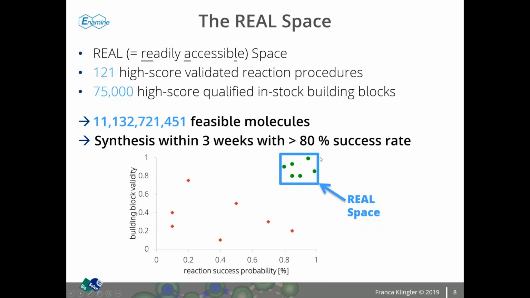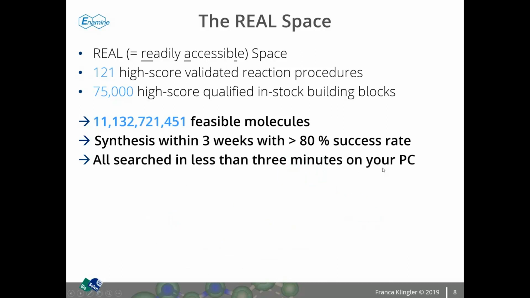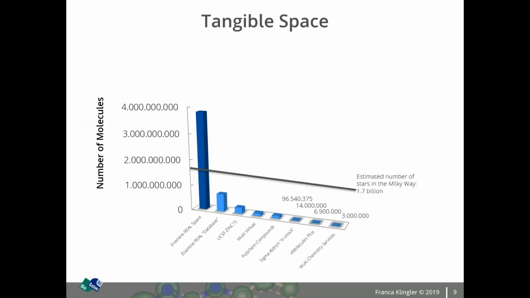So the real space, the 11 billion molecules, is only those top-notch bit here in this little box. And when I say 11, this is all searchable in less than 3 minutes on your computer. And this is quite impressive because I need to go back on the linear scale from time to time because every one of us is a little bit weak in thinking in logarithmics.